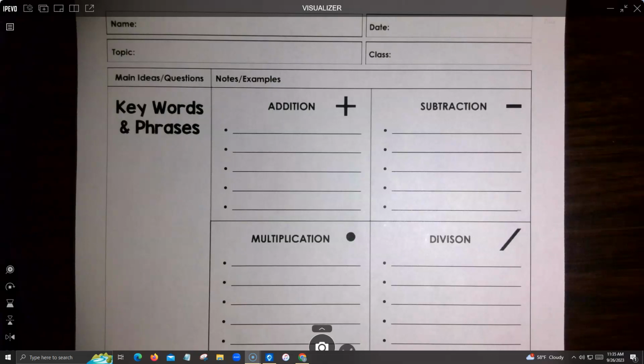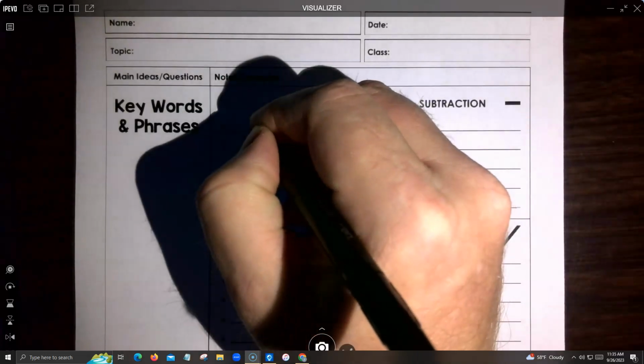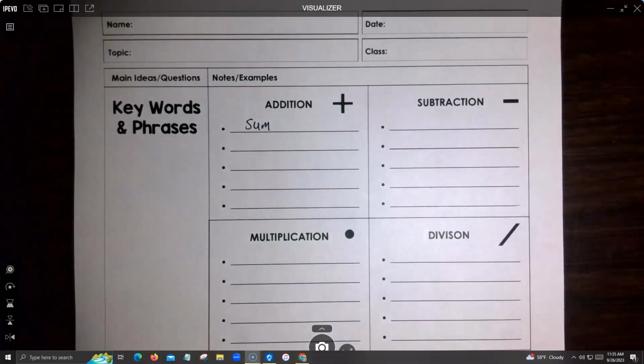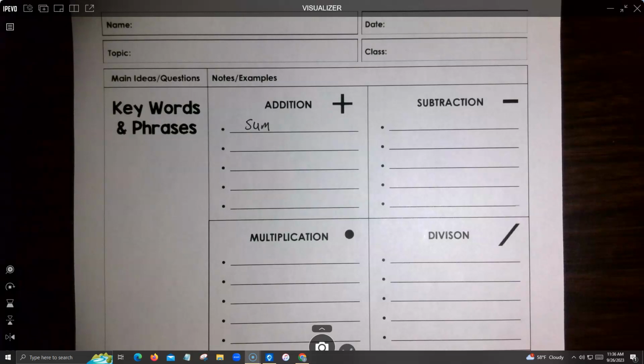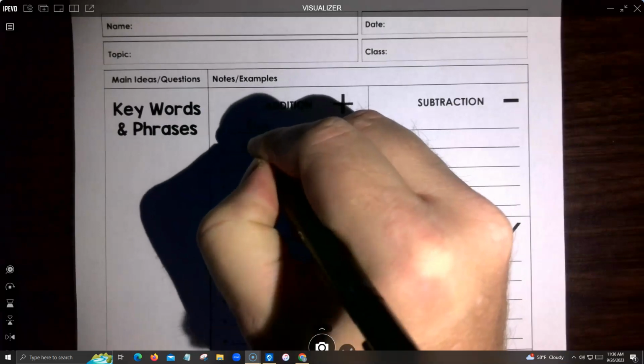All right, so let's talk about the first one. The first one we're going to work with is addition. Some of the key words in addition, one of them is sum. In mathematics, sum means you're always adding. Since we can only add two numbers at a time, when you see the word sum, usually it's two things being added together. In almost all the examples we have where it says the sum of, it's always going to be two things.